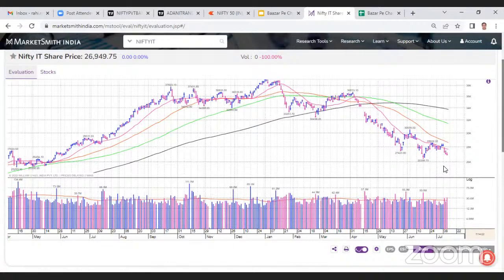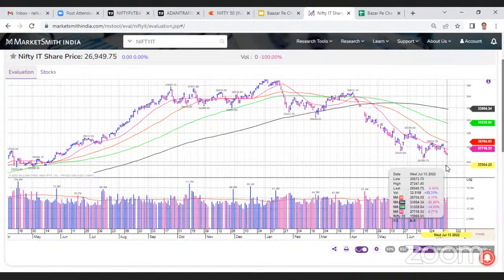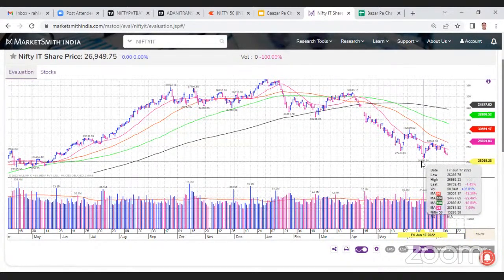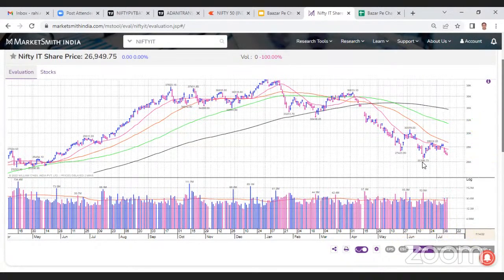It is trading below all its key moving averages as well. But what next? What can be the support for this as of now? The immediate low that it has formed was 26,399. So we can say that 26,400 to 26,000 can act as a support. But if this support is breached, then obviously some more selling pressure cannot be denied in this particular space. Then Nifty Metal.